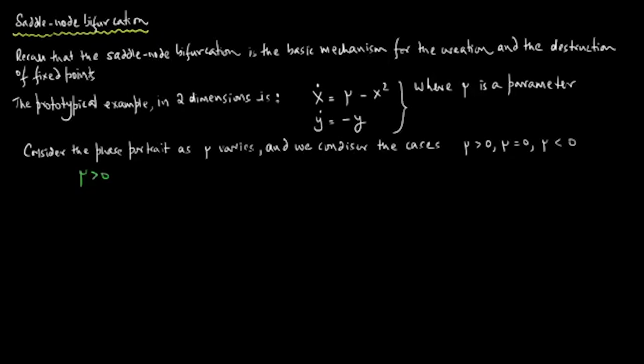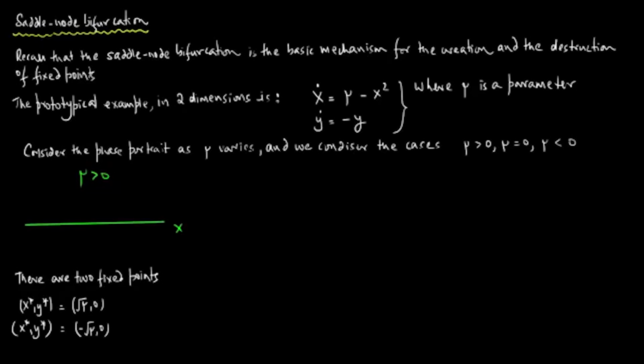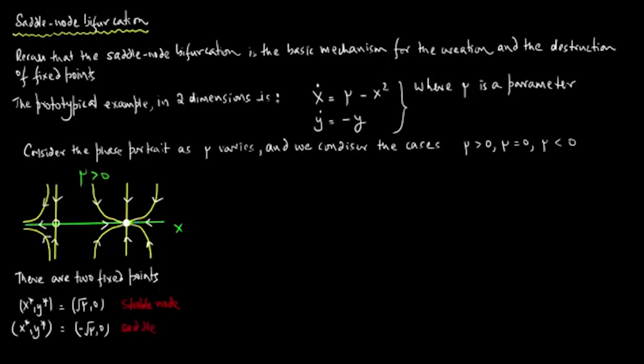We first start by looking at the case mu is greater than 0. Now here there are two fixed points, x star, y star is equal to the square root of mu, 0, and x star, y star is equal to minus the square root of mu, 0. As we note, we have a stable node and a saddle. Now let's look at mu is equal to 0.